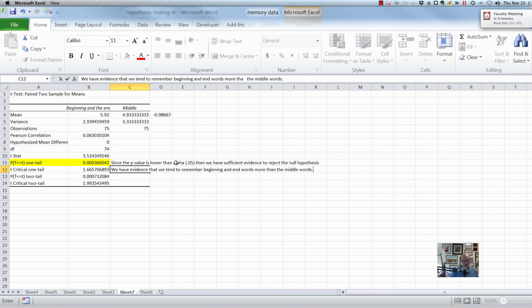Cool. So I've done this now for about 3 years, twice a year. It's like the 6th time I've done this. Every single time it works out this way, where we're always remembering the beginning and end more than the middle. It's not a lot more, it's about 1 word more. But we tend to remember the beginning and ending words more by about 1 word than the middle. So that's kind of interesting.